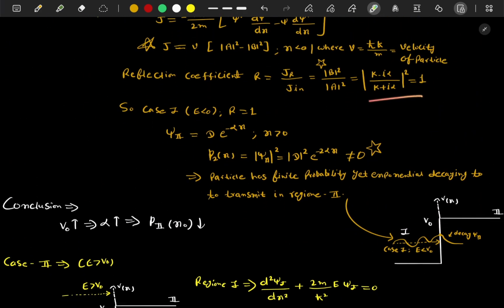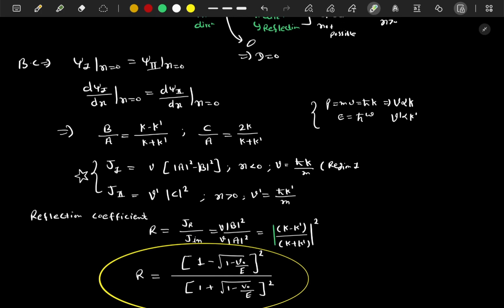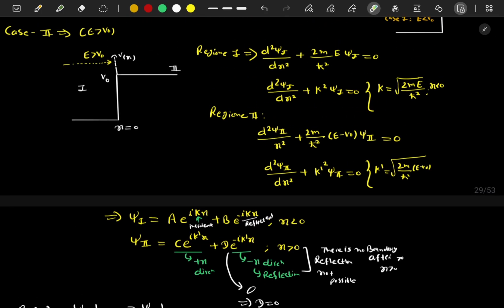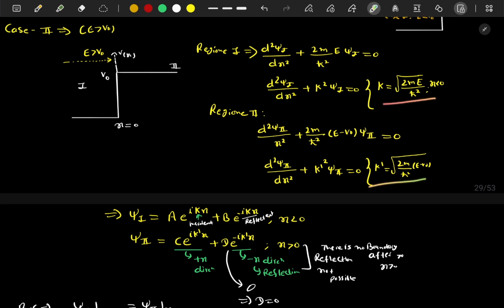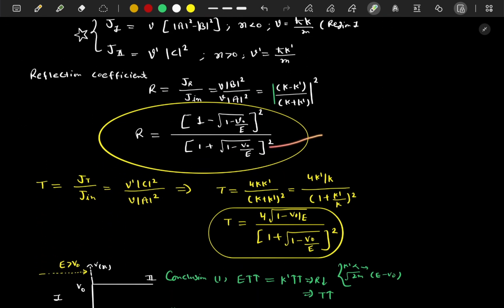K minus alpha and k plus alpha, and here is k minus k prime and k plus k prime. So remember the condition: for step potential E greater than V naught, the reflection coefficient is (k minus k prime) by (k plus k prime). What is k and what is k prime? Don't forget these things. So R will lead to this and T will lead to 4k k prime by (k plus k prime) square.